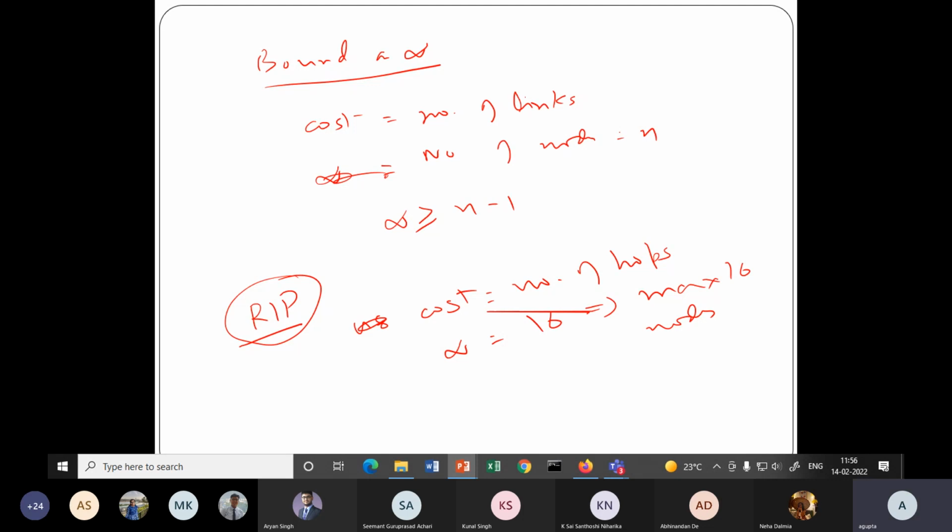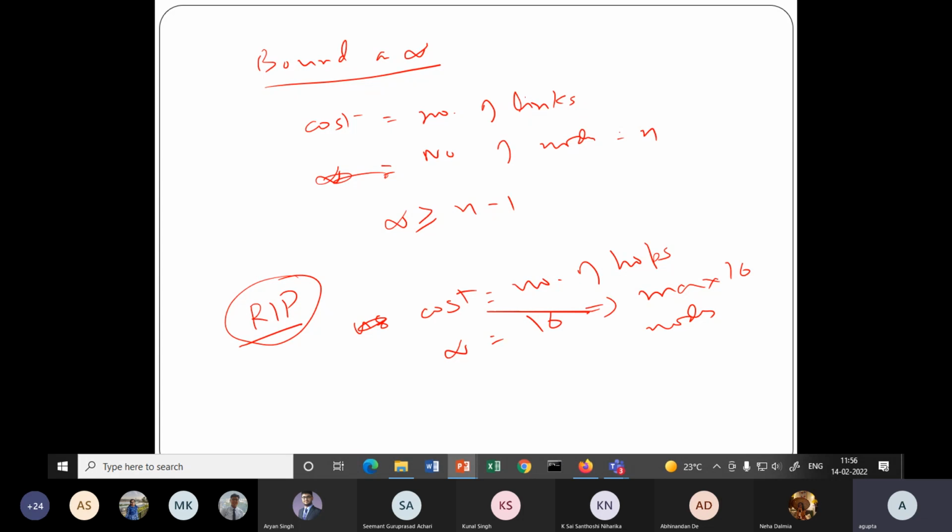So if you want to use RIP, these are the kind of constraints that distance vector routing imposes on the network. RIP is a distance vector routing protocol. It says the only type of cost you can use is the number of hops, and the value of infinity is set to 16, which means it's only good for very small networks with around 15 or 16 nodes, so that the maximum length of the path is n-1.